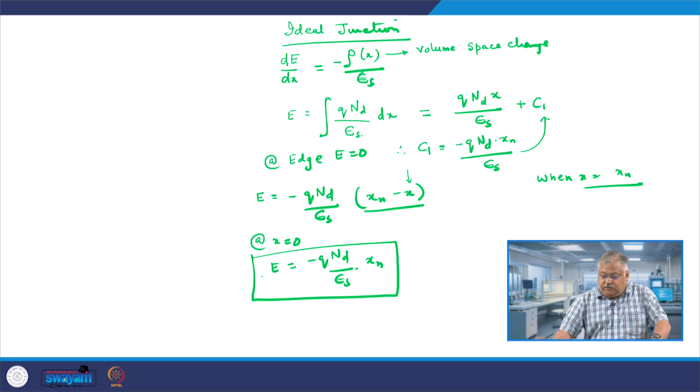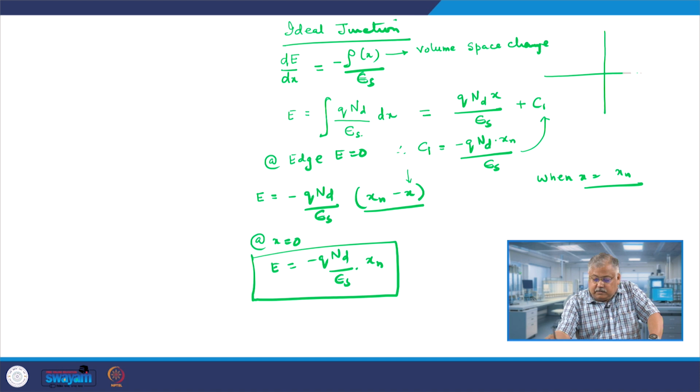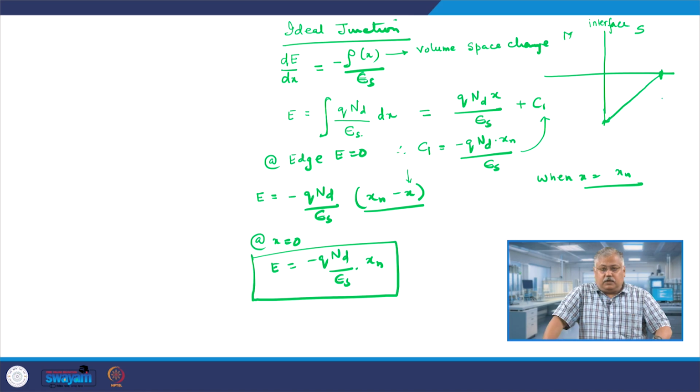which means that if you plot the electric field on the semiconductor-metal side, it looks something like this. This is my semiconductor, this is my metal, obviously it will be negative and the electric field will be in this direction. This is the semiconductor, this is my interface. At the interface the electric field is maximum, and at the edge of the depletion region it is exactly 0.